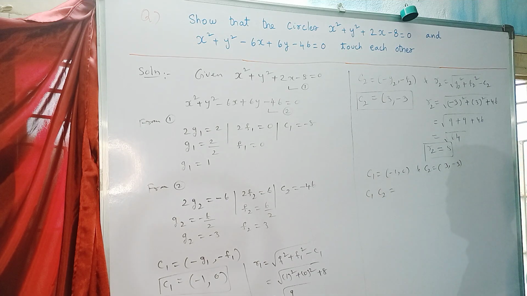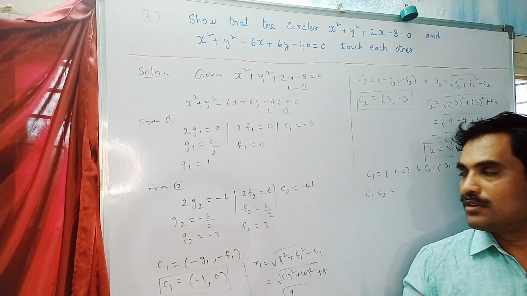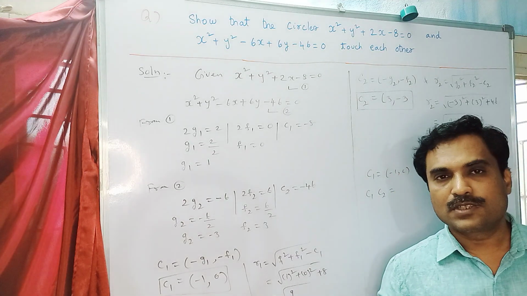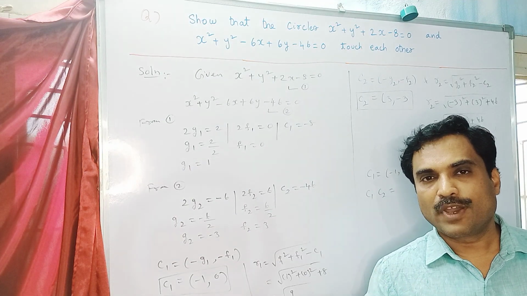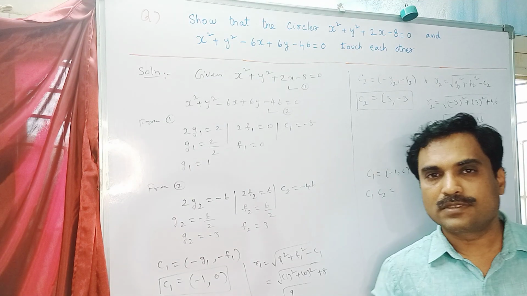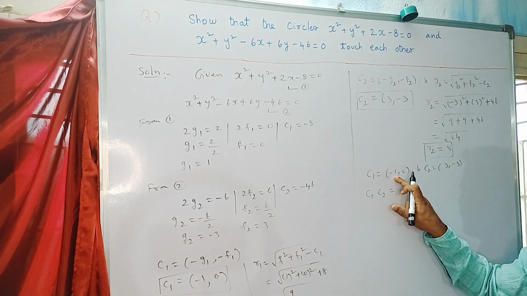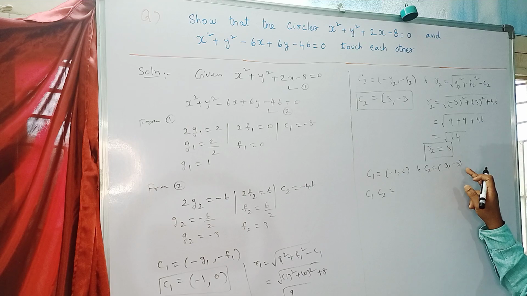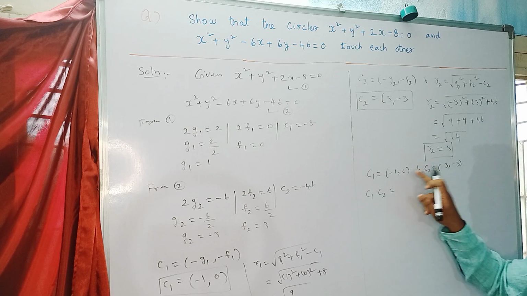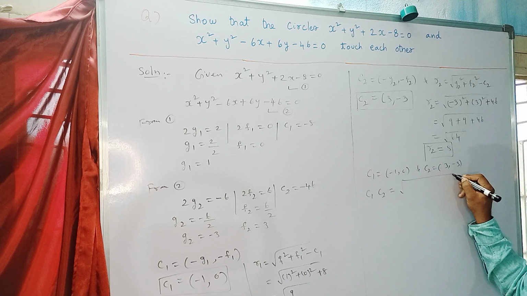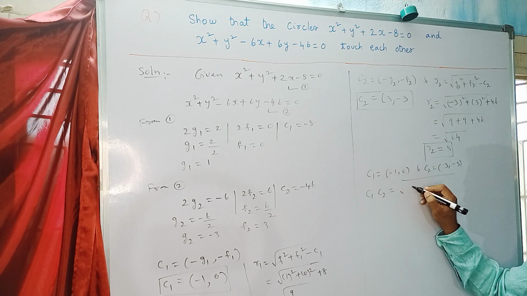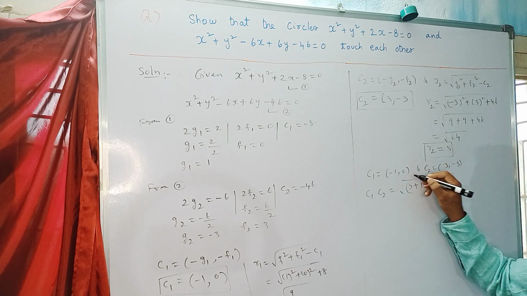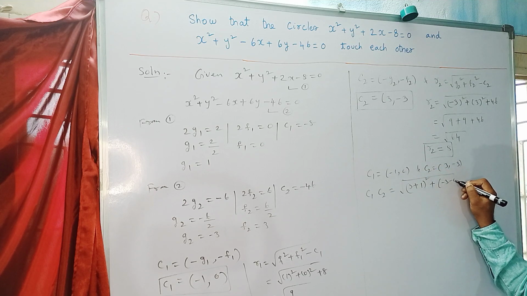So c1c2 equal to, as you know, the distance formula between 2 points x1 y1 and x2 y2 is square root of x2 minus x1 whole square plus y2 minus y1 whole square. So treat this as x1 and y1. x1 is minus 1, y1 is 0 and x2 is 3, y2 is minus 3. So x2 minus x1 whole square. So put square root. So 3 minus 1, already minus is there, so we will get 3 plus 1 whole square plus minus 3 minus 0 whole square.